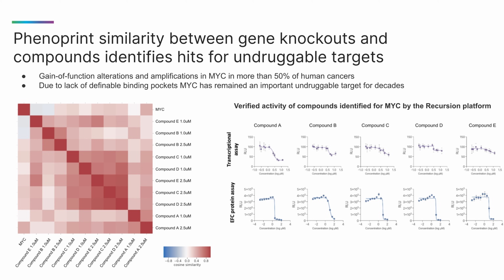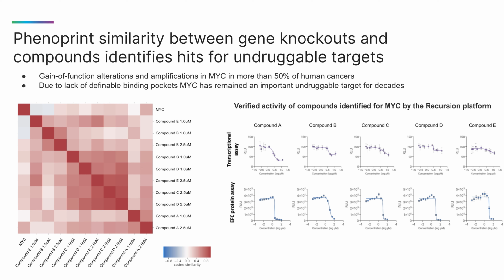MYC is a famous oncogene with driving alterations in the majority of all tumors. It's been the target of fierce drug discovery efforts for decades, but the discovery of MYC drugs has struggled in large part due to its simple structure and the lack of traditional binding pockets. In this case, we're using the phenotypic representation of MYC knockout to identify compounds that make cells look like they've lost MYC, whether or not they are direct binders.